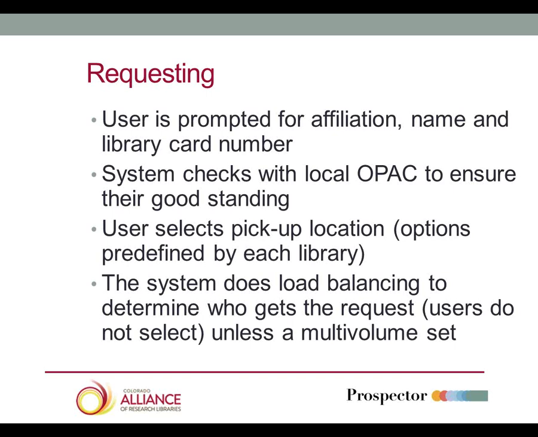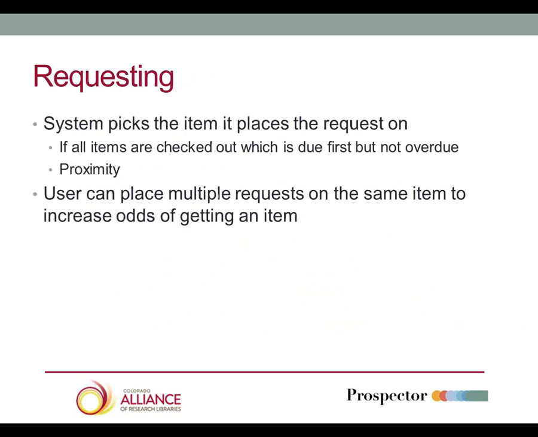When there's multiple copies, the system itself does something called load balancing on the back end. So for example, if I see 2 copies of a book, I can't choose which one I want. The system will do all of that work for me. Unless, as I mentioned earlier, it's a multi-volume set. In that case, the user can choose a volume. A pick list comes up, and the user will be able to choose which volume they want.